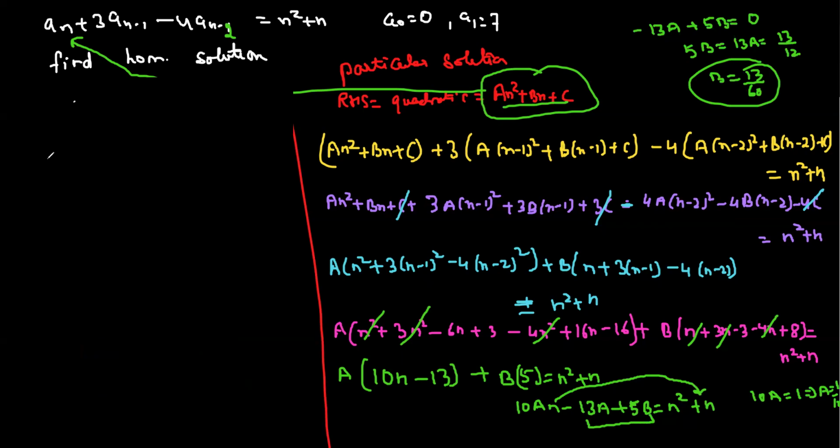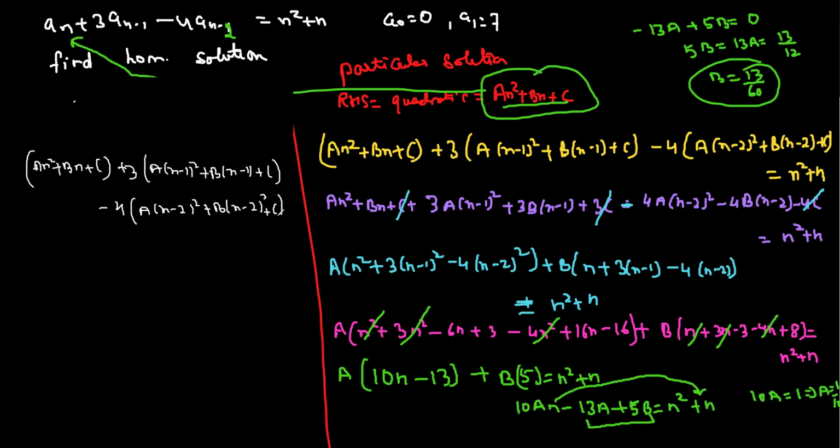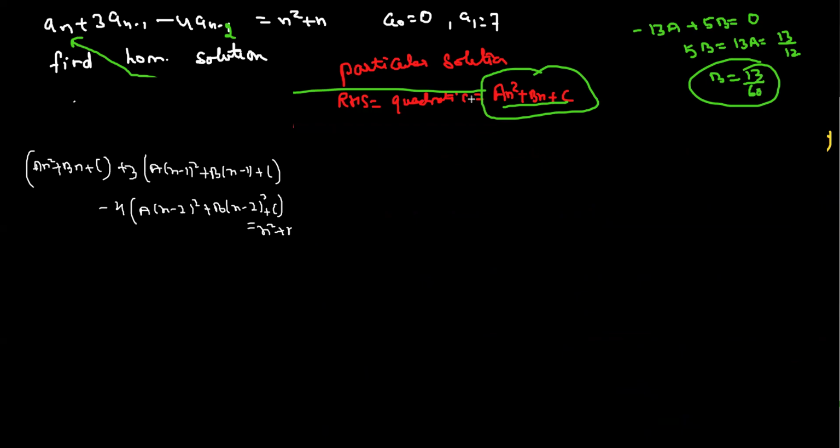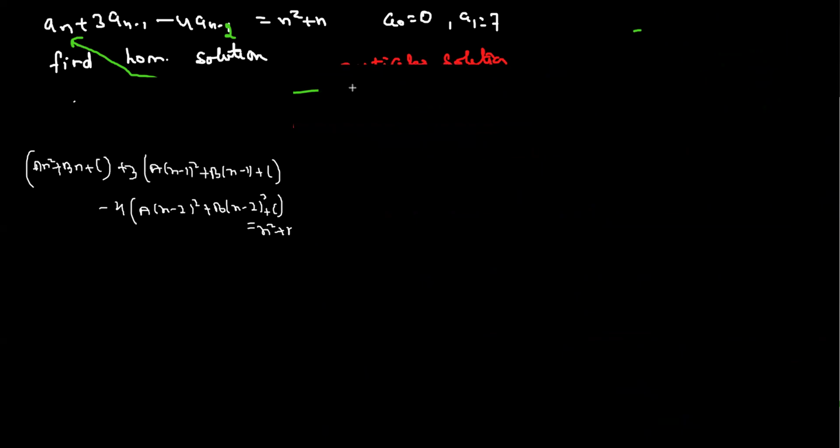Okay, AN is what? AN square BN plus C. 3 AN minus 1 is... plus C. We have to solve very carefully, okay? Because one mistake.